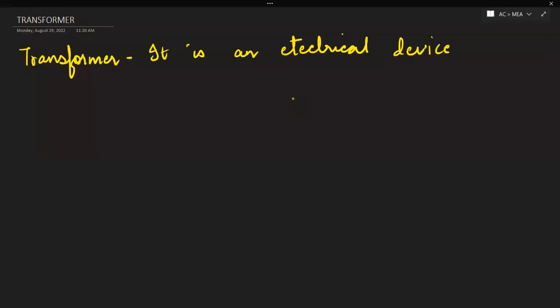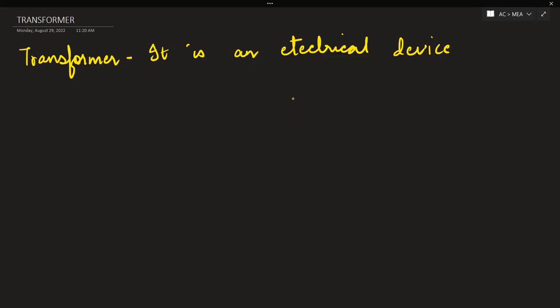So what does it do? It converts AC, which is at low voltage, into the one which is at high voltage, or alternating current that is present at high voltage to low voltage, either high to low or low to high. Depending on whether it is low to high or high to low, you have different types of transformers. But what's the function of a transformer? It converts the potential voltages, either low to high or high to low.